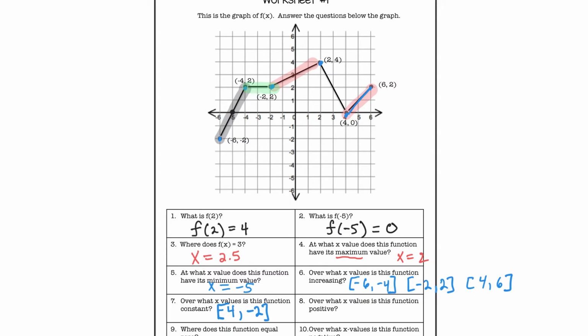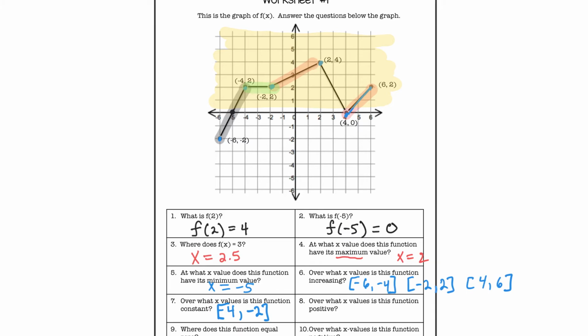Over what x values is this function positive? Okay, so we're looking at the y values that are positive. So it's anything that's above the y-axis. So I'm going to go ahead and shade that part. It's anything that's above the y-axis, which is the yellow part. That's what we're interested in.